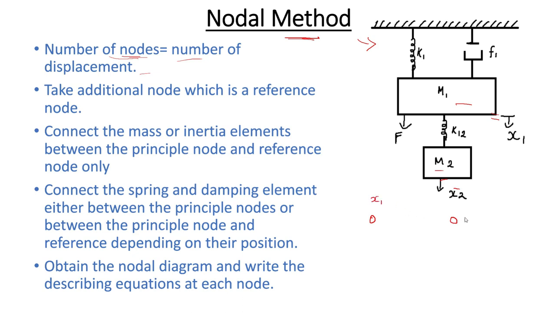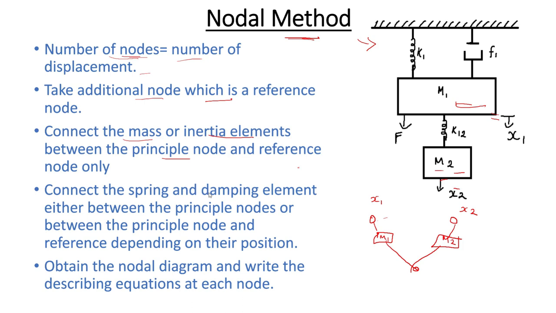So this is your x1 and this is your x2. Then take an additional node, which is a reference node. So this is your reference node. Now connect the mass or inertia elements between the principal node and the reference node only. We have two mass elements here, therefore M1 is between x1 and the reference, and M2 is between x2 and the reference.